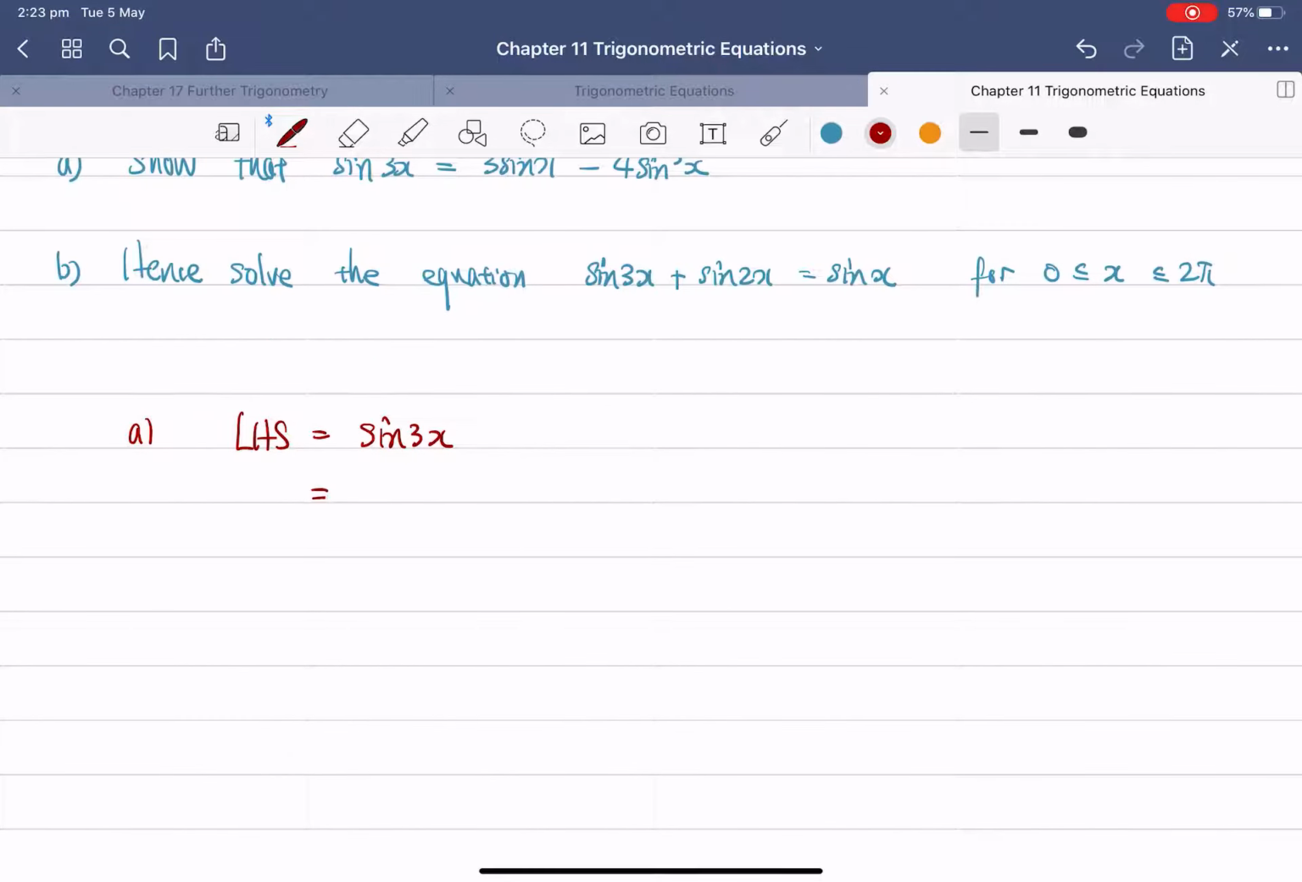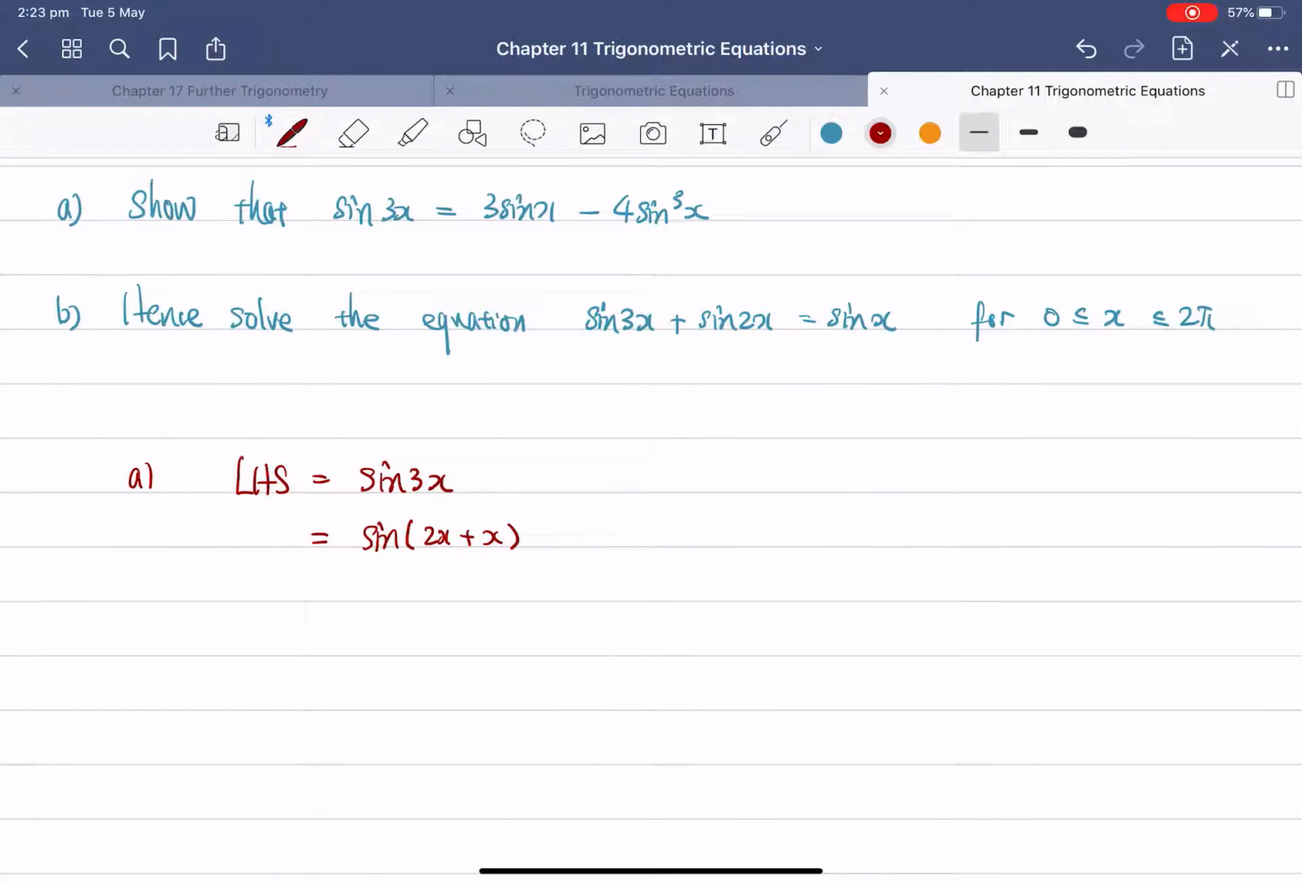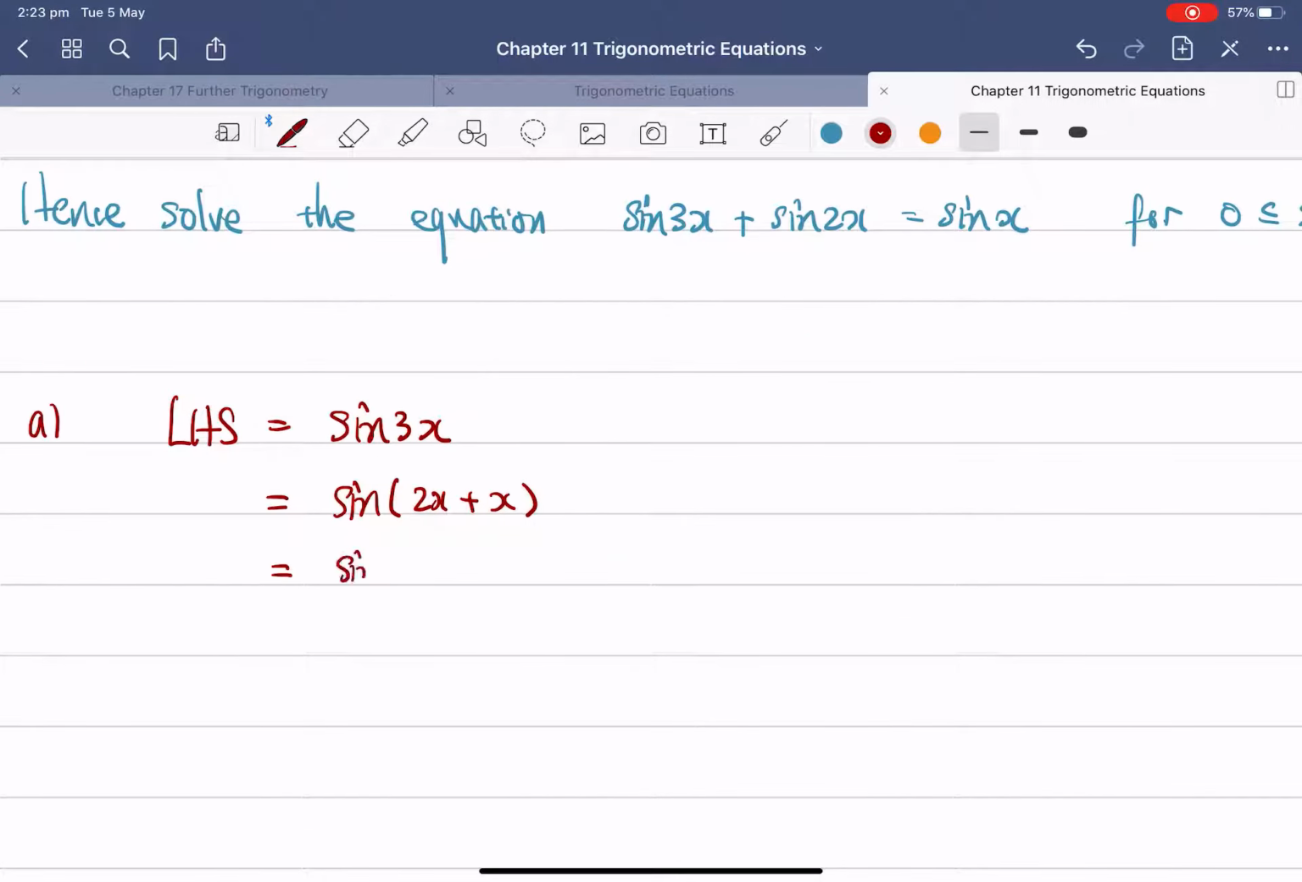All right, so how do we do it? Well, you need to break 3x down into 2x and x. Very important. Then you use the double angle formula to expand this. So you get sine 2x cos x plus cosine 2x sine x.